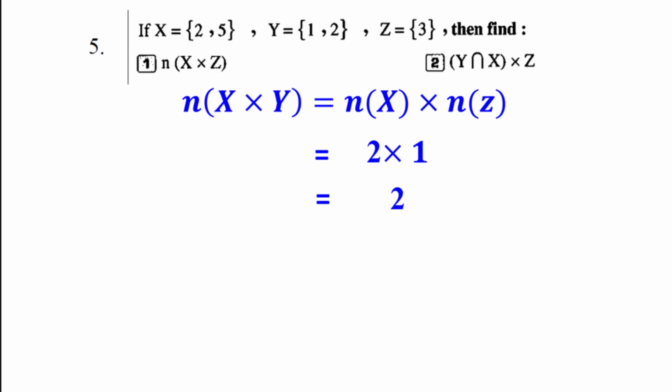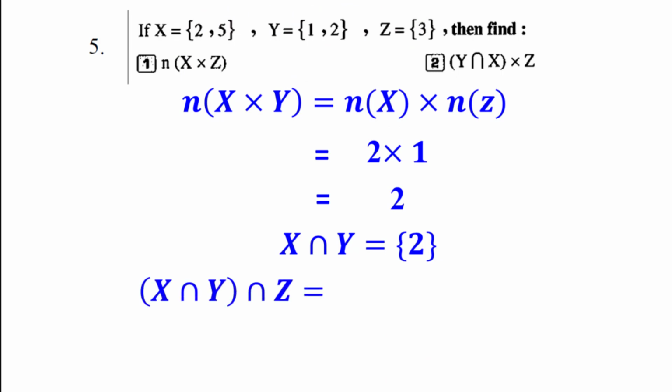Number 2, to find the Cartesian product of x intersect y and z, you have to find y intersect x first. Y intersect x means x intersect y. X intersect y means what, guys? What is the common element of x and y? It is 2. Now, to find the Cartesian product of x intersect y and z, it will be the Cartesian product of the set of element 2 and the set of element 3. So we have here just one ordered pair, which is (2, 3).